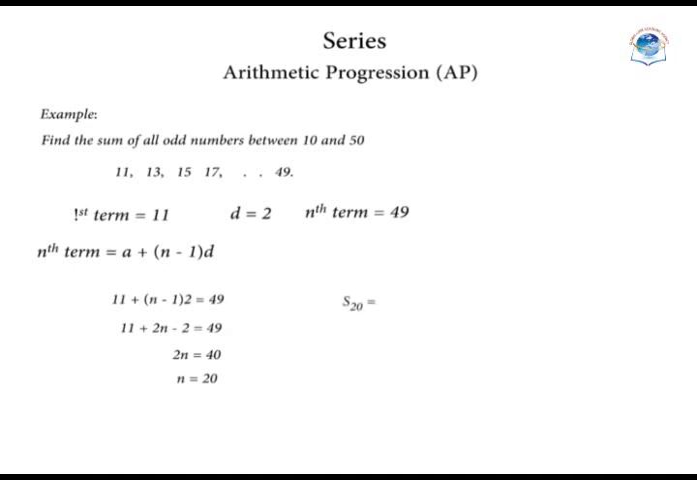So S20 is equal to a half times 20 into 2 times 11 plus 20 minus 1 times 2. That gives us 10 into 22 plus 38. That gives us 10 times 60, giving us 600.